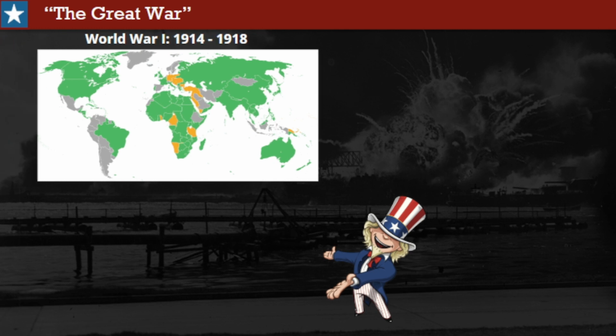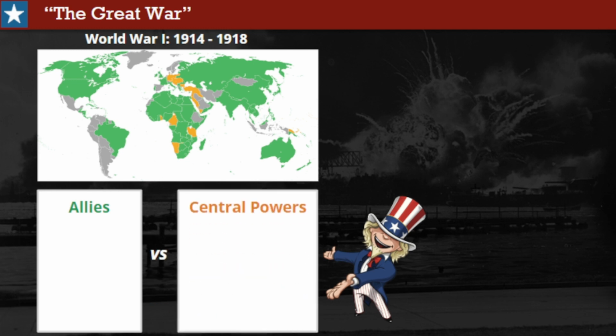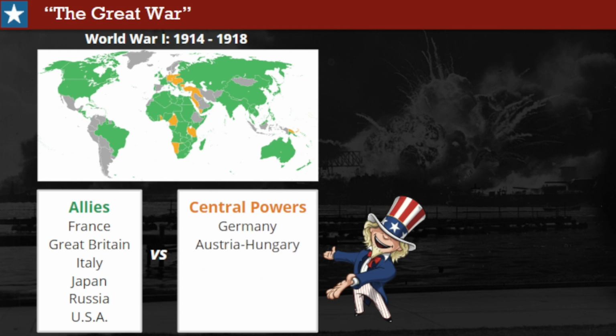The conflict, then known simply as the Great War, lasted from 1914 to 1918. World War I pitted a group of nations known as the Allies against another group of nations known as the Central Powers. The Allies, seen on this map in green, included France, Great Britain, Italy, Japan, and for most of the war, Russia. The United States joined the Allied cause as well, but not until 1917. The Central Powers, seen here in orange, included Germany, Austria-Hungary, Bulgaria, and the Ottoman Empire.